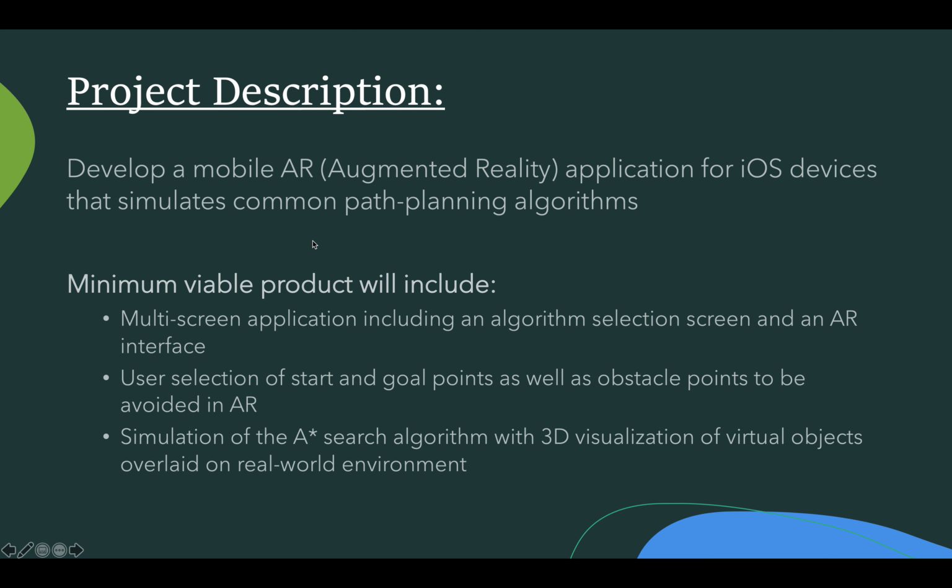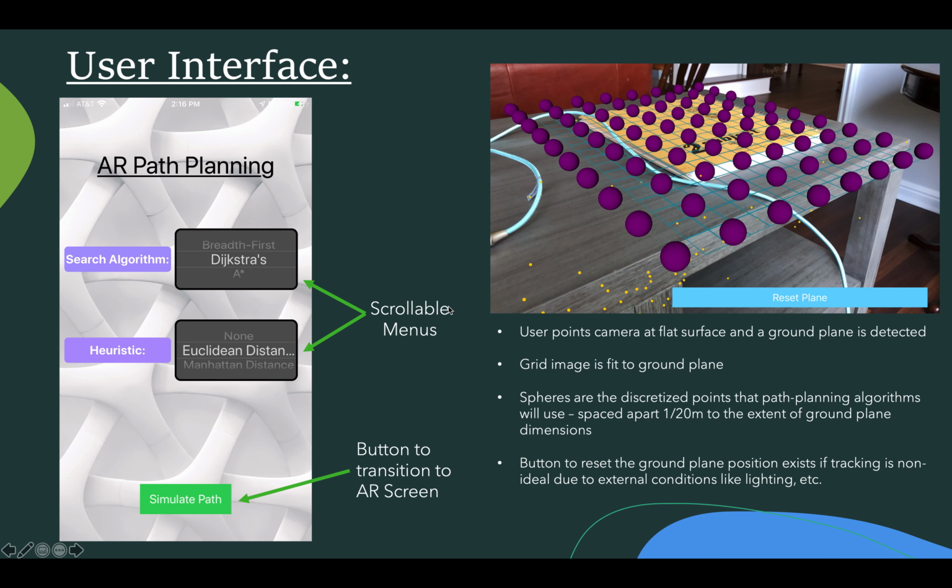So it is going to be a multi-screen application. It's going to have a main menu where you can select the type of search algorithm you want to see or simulate, and then it's going to send you to an AR interface screen. On that screen, you'll be able to select start and goal points, as well as obstacle points like walls to be avoided when the path is generated, and then the actual simulation of, at the bare minimum, an A star search algorithm that will have a 3D visualization using virtual objects that are overlaid on a real world environment. So this is the user interface that I have so far.